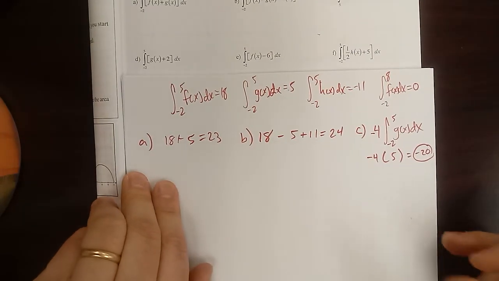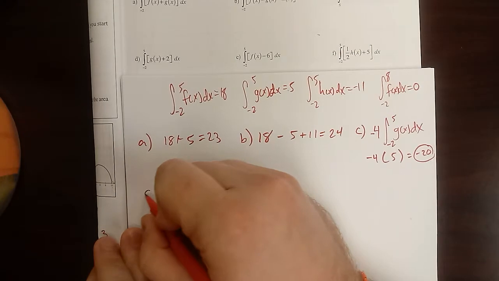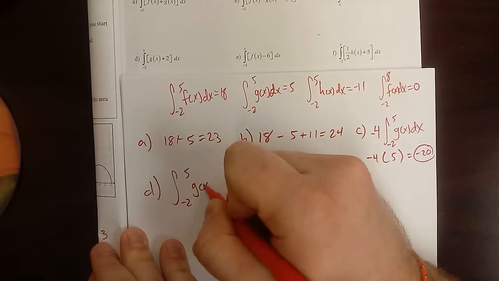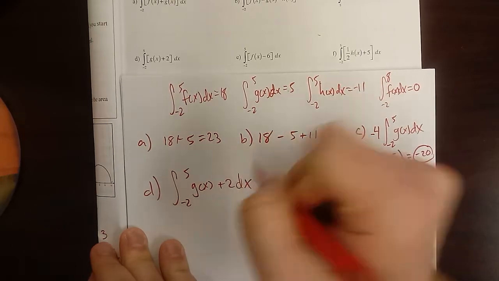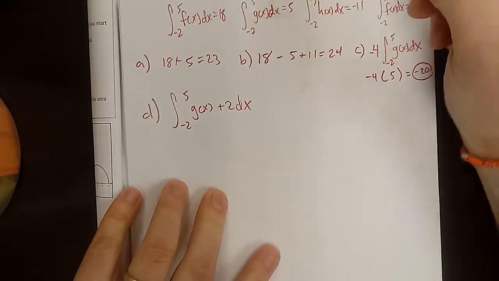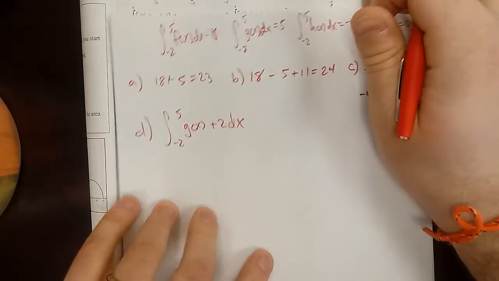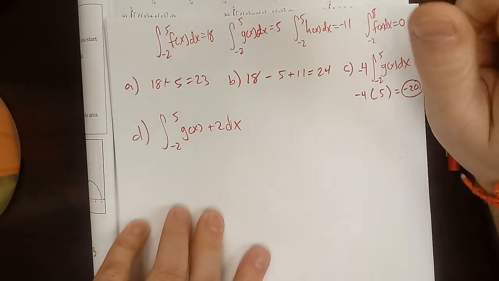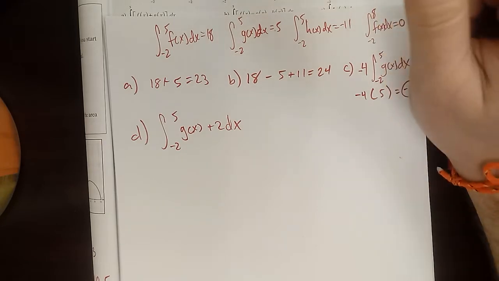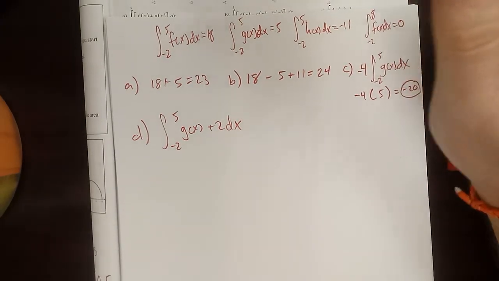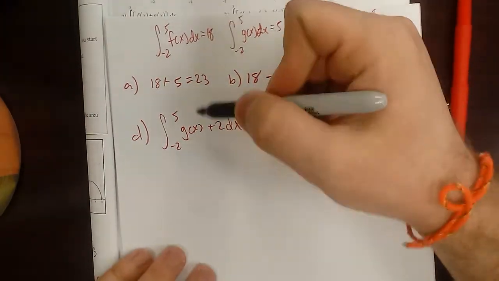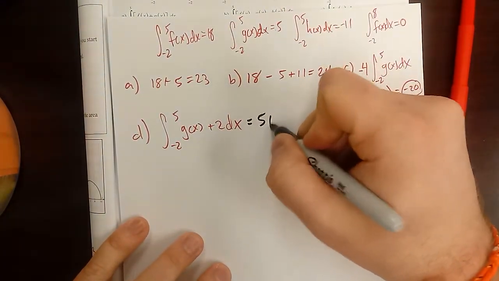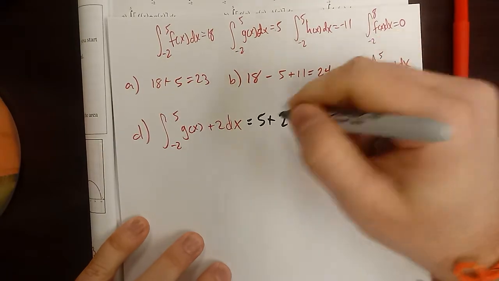All right, D. Oh yeah, these. Oh, I love and hate these. So this says -2 to 5 g of x plus 2 dx. All right. So here is where they start to get a little fancy. I'm gonna write an error that a lot of people make on this. A lot of people will say, "Oh, I know -2 to 5 is 5, so it's gonna be 5 plus 2, so it's just 7."